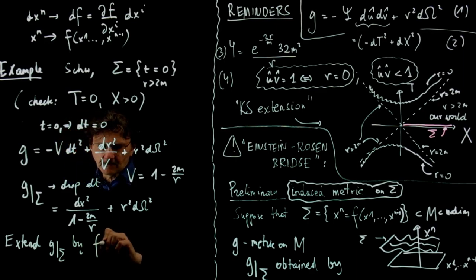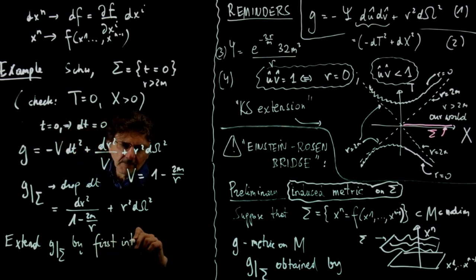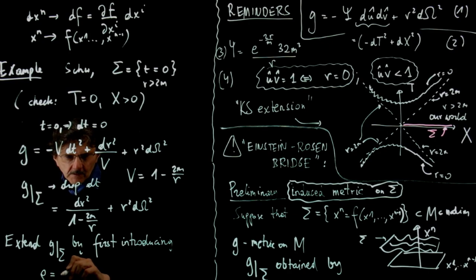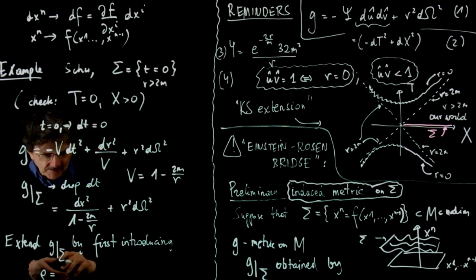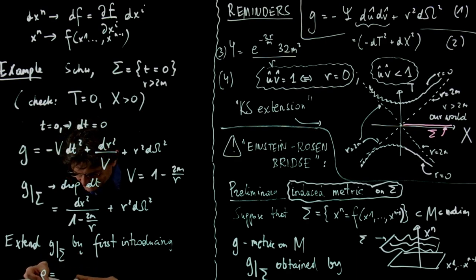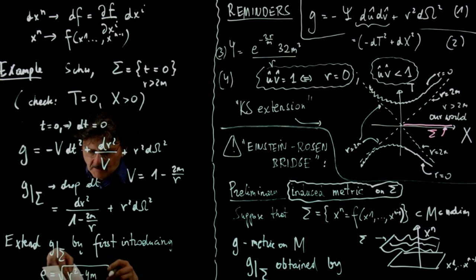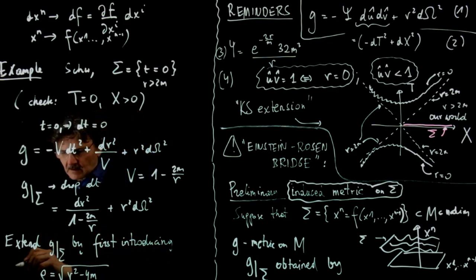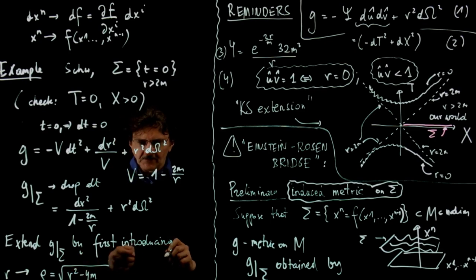by first introducing a new coordinate. And if I remember it correctly, let's do the calculation and see if it works. We're going to set rho equal to, let's see, it's better that I just copy this here so that we don't get into trouble. Okay, the square root of r squared minus 4m squared, okay? So in other words, you change the coordinate r to a new coordinate rho, which is equal to that.